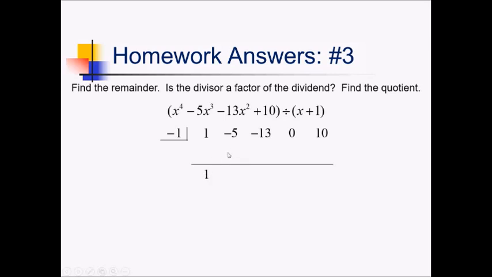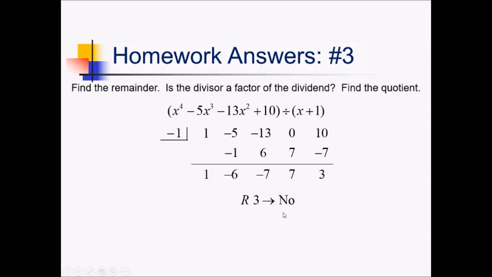We'll put those products in the second row, and then we add the first and second row. So negative 5 plus negative 1 is negative 6. Negative 1 times negative 6 gives us 6. Negative 13 plus 6 is negative 7. Negative 1 times negative 7 gives us positive 7. 0 plus 7 is 7. Negative 1 times 7 is negative 7. And then 10 plus that negative 7 gives us 3. So this last number is our remainder of 3. Since that's not 0, that means x plus 1 is not a factor of the polynomial.